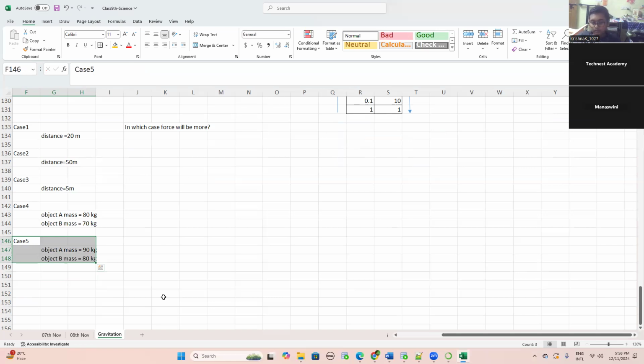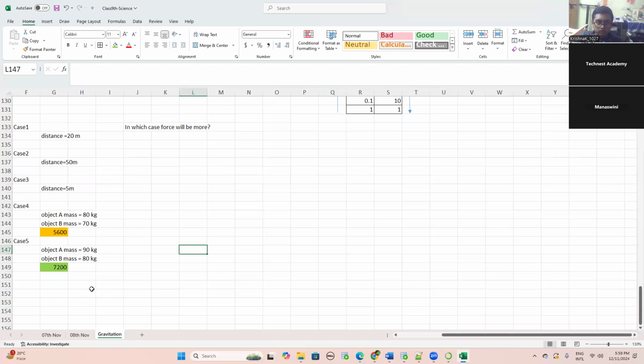Why, Manaswini? Sir, because as compared to case 4, the product of case 5 is more. 90 into 80 is 7,200 and case 4 is 5,600. So case 5 will have more force. Correct. So here you have to check the product of masses. 80 into 70 is how much? 5,600. 90 into 80 is how much? 7,200. So in which case is the product of mass more? Case 5. So case 5 will have more force. Clear? Yes, sir. Krishna Swami, is this clear? Yes, sir, it's clear.